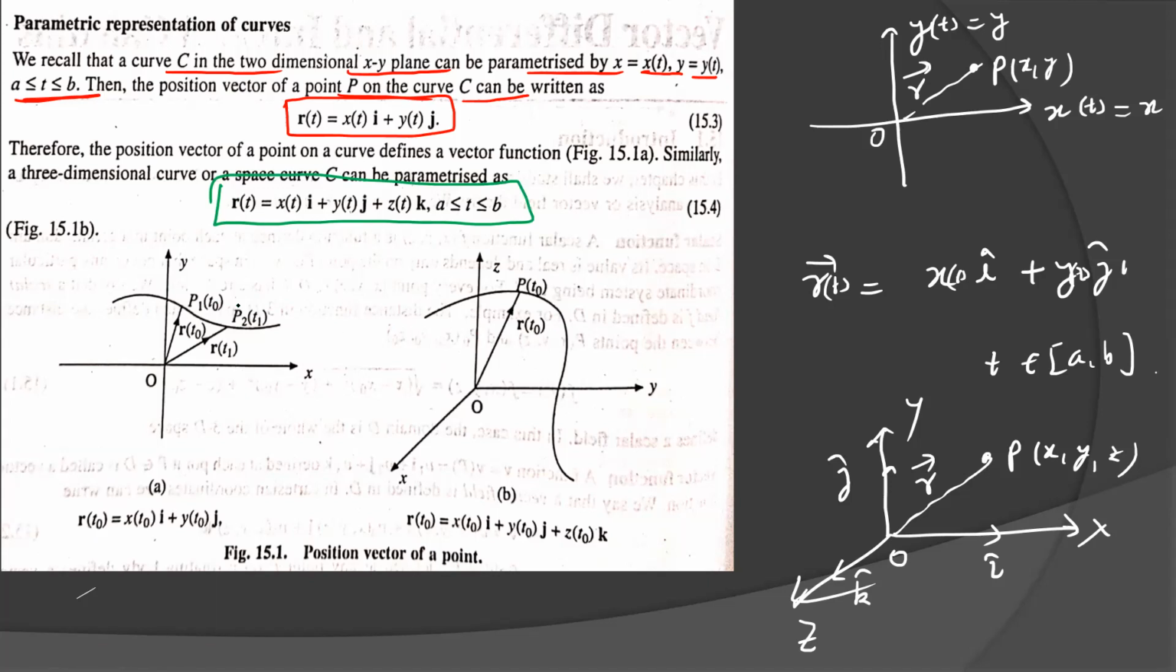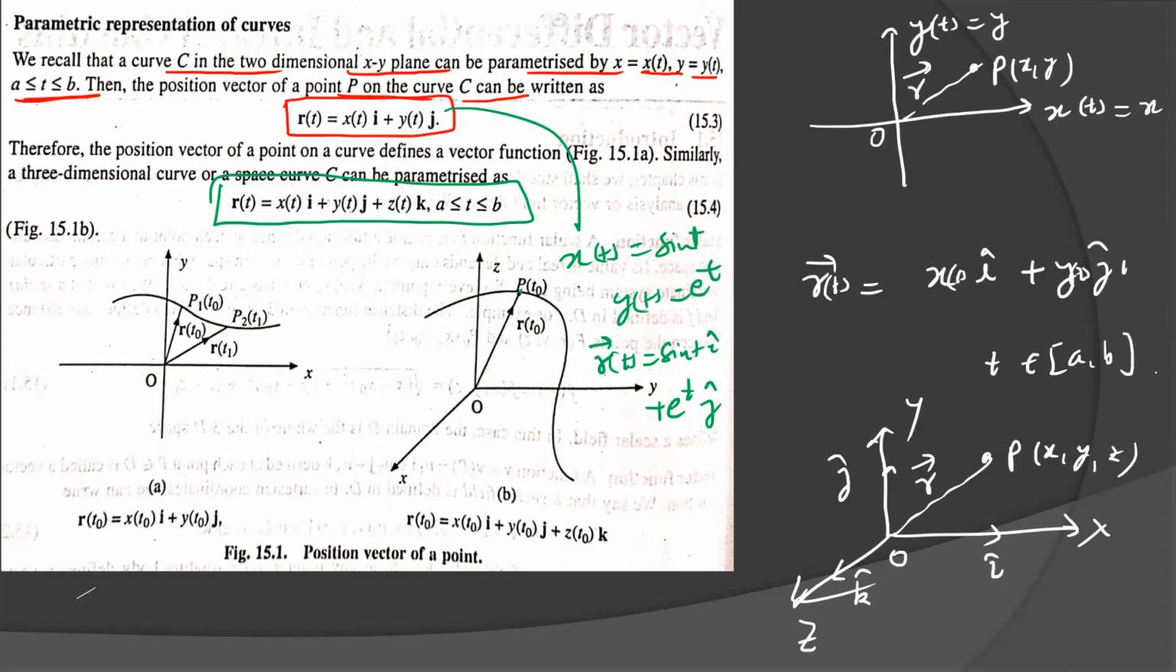Here x and y can be any functions also. Suppose in 2D, x(t) you can take sine t, and y(t) you can take e to the power t. Then your curve will be r(t) equal to sine t i plus e to the power t j. Similarly, you can see it in 3 dimensions also.